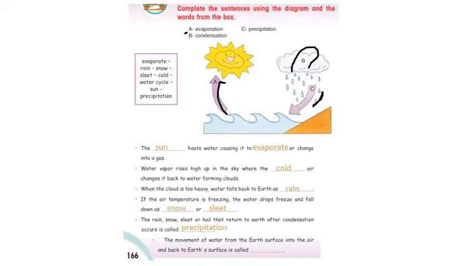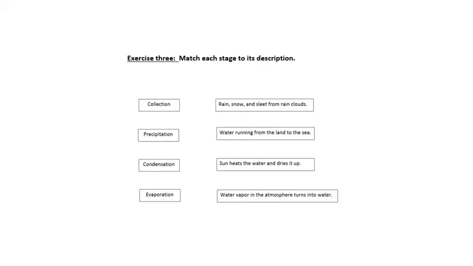Now, the movement of water from the Earth's surface into the air and back to Earth's surface is called the water cycle, right? Exercise 3. Let's match each stage to its description. We have collection, precipitation, condensation, and evaporation.